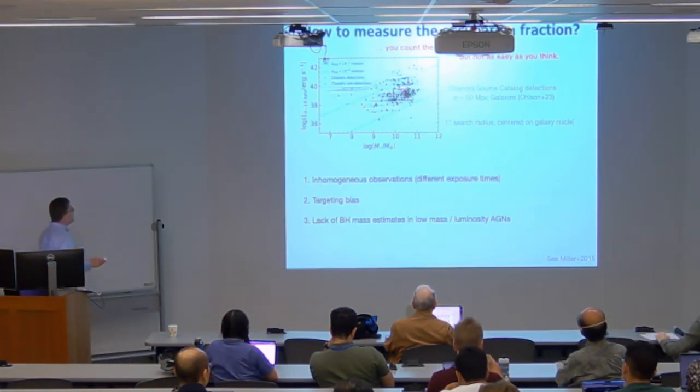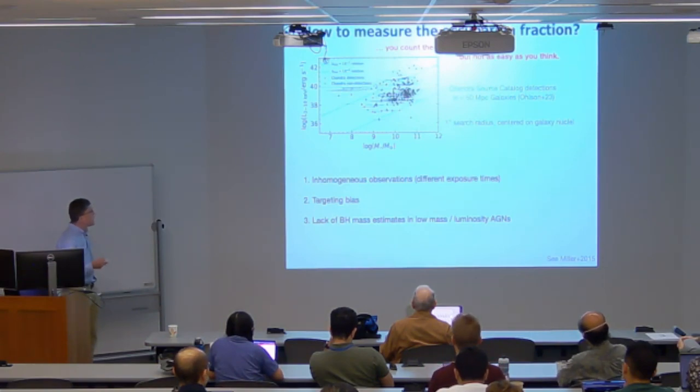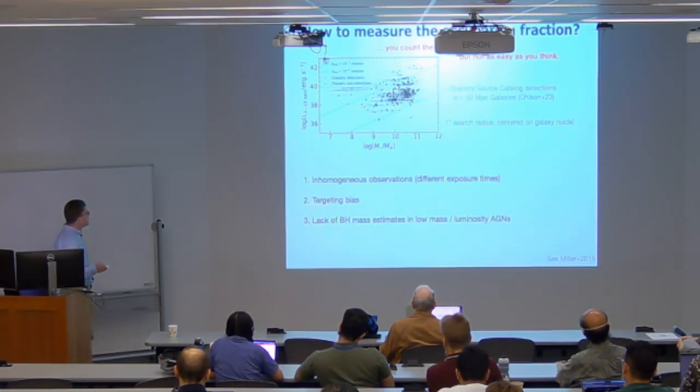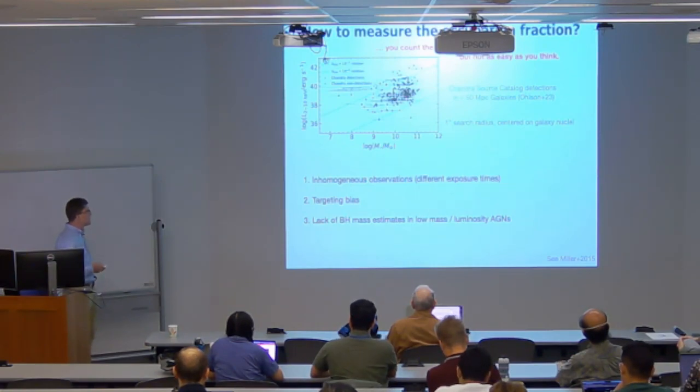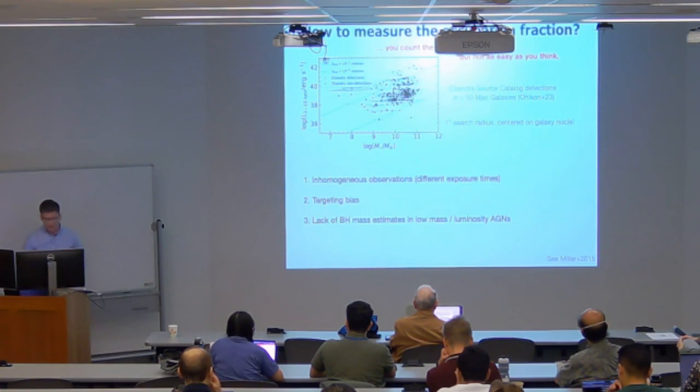And we see our detections here. This is X-ray luminosity versus stellar mass. You can see that we have inhomogeneous observations, so different exposure times with the Chandra observations. There are targeting biases. A lot of these are nearby well-known Seyfert galaxies, for example, that were more likely to be targeted by Chandra proposals. And of course, there is a lack of black hole mass estimates in these low luminosity galaxies, so we only have stellar mass for most of these. But we really want to use all the observations and all the data we can, especially in this low stellar mass regime, which may be sensitive to the black hole seeding.